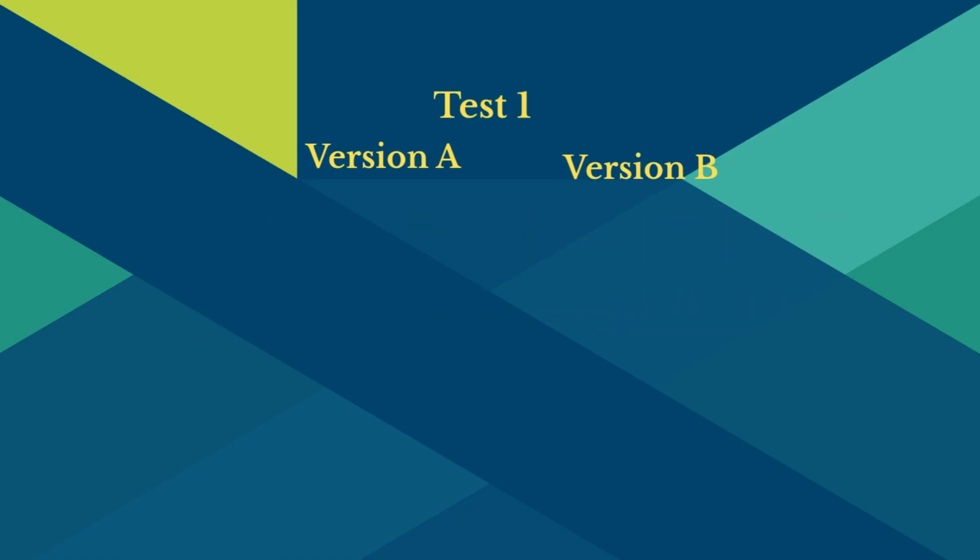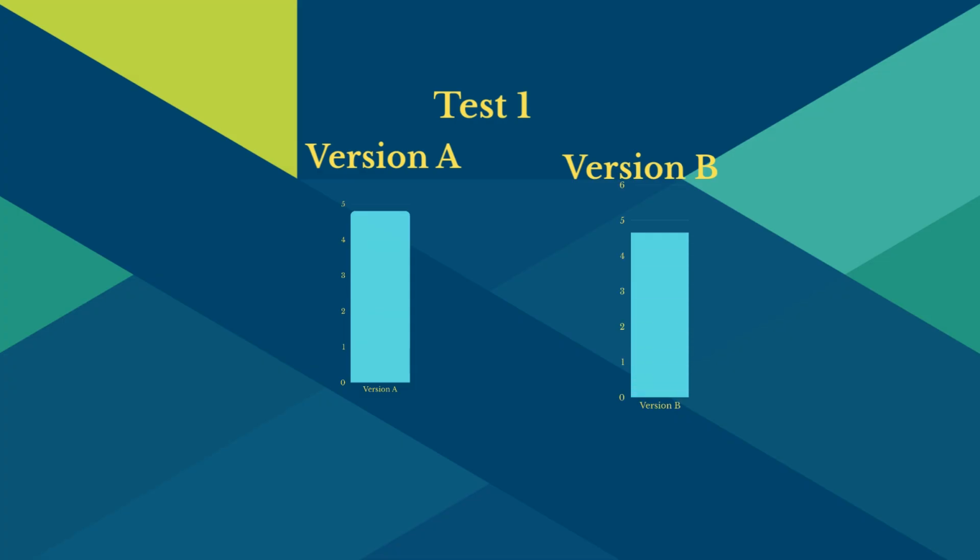Imagine this: you test two versions of a website. Version A, average time spent equals 4.8 minutes, and version B, average time spent is 5.1 minutes. At first glance, version B looks better. But pause for a moment. Is version B truly better? Or could this difference simply be due to random variation in users?